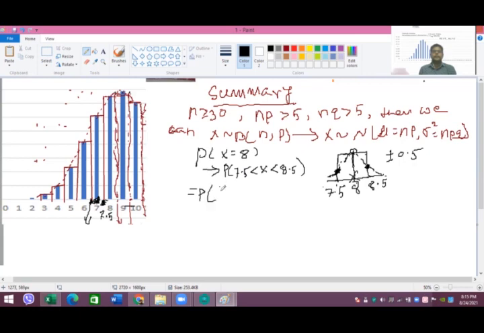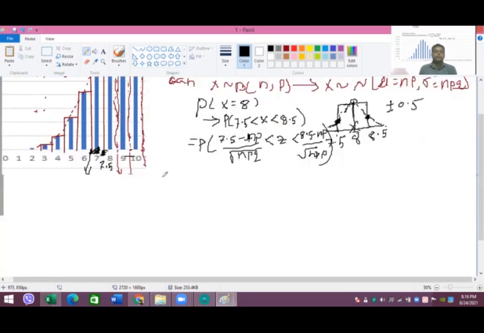So this is 7.5 minus mu value, that is the np value, divided by the square root of n times p times q. This is the variance for binomial distribution, and we are using the normal distribution, and then it will be changed into z, and that is less than 8.5 minus the np value, divided by the square root of npq, and proceed like we have done just earlier.